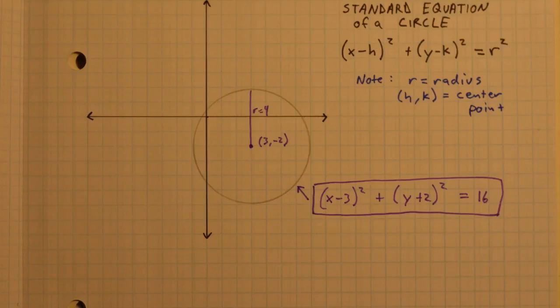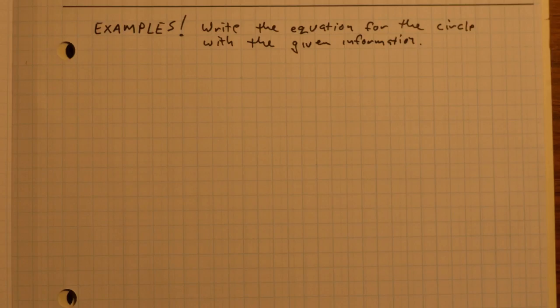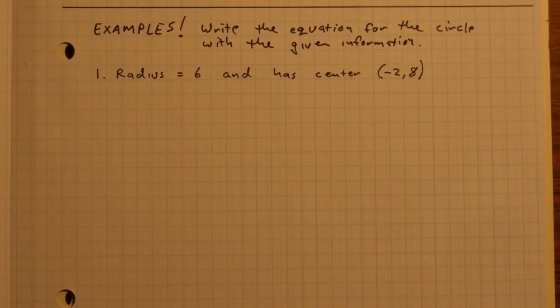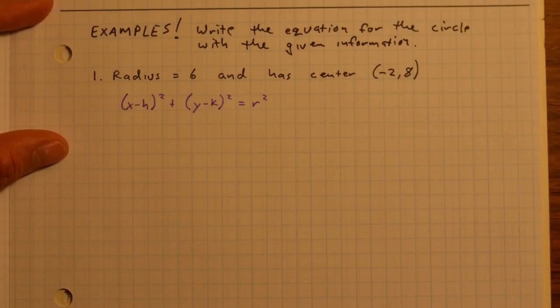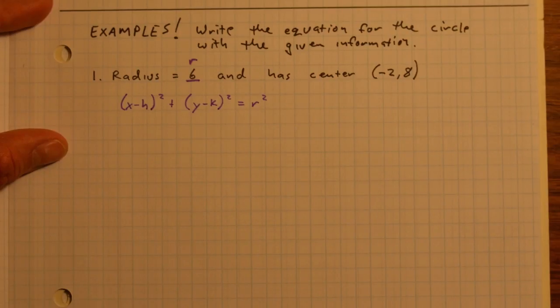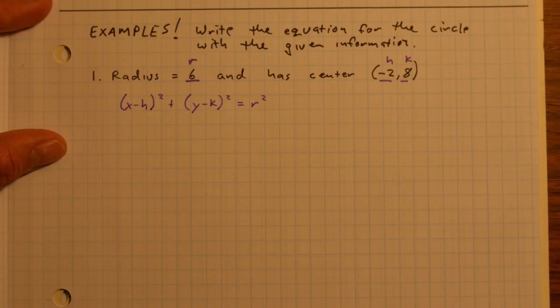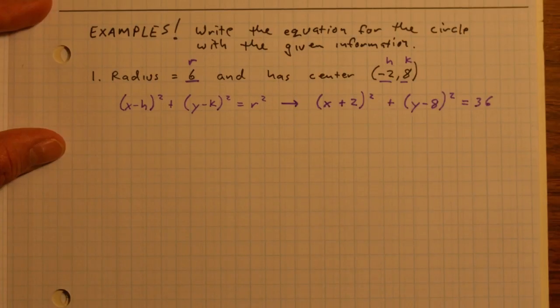So let's do some examples here. Let's say we have a circle with a radius of 6 and a center point of (-2, 8). Well, based on this standard form, I know the radius is 6, so that's r, and h and k are -2 and 8, respectively. And so then all you have to do is just sub in those values into this formula. We get (x plus 2) squared plus (y minus 8) squared is equal to 36.